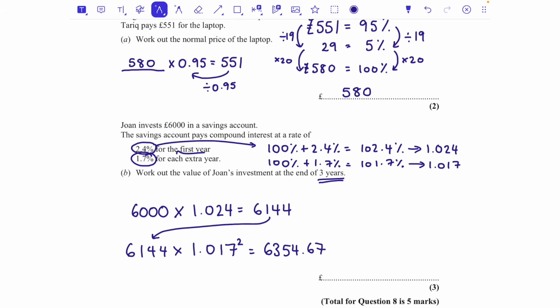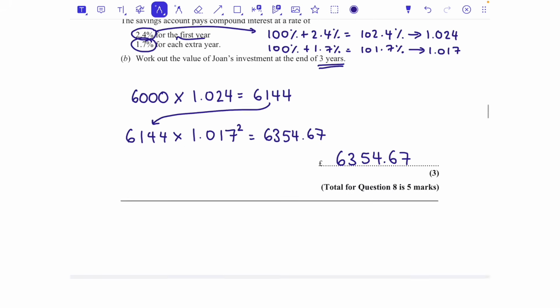Okay, now be really careful, because sometimes they say how much interest did she earn, in which case our answer would just be £354.67, but it does say work out the value of Joan's investment, so we want her whole value, which is just going to be that, £6,354.67 for 3 marks. That topic is compound interest.